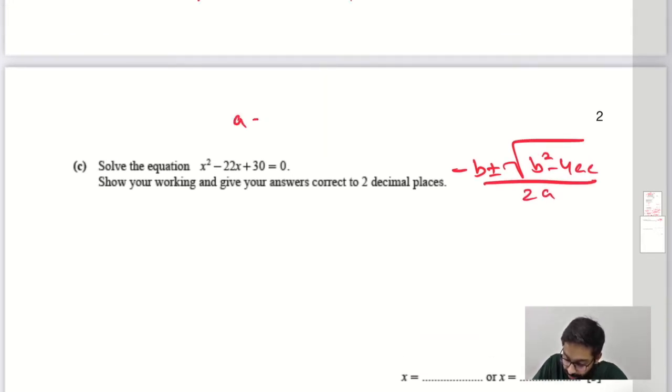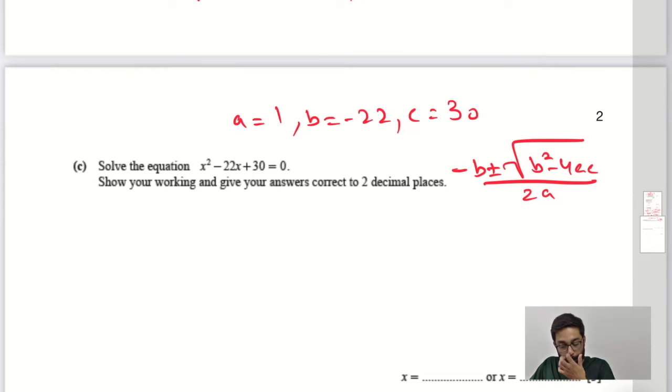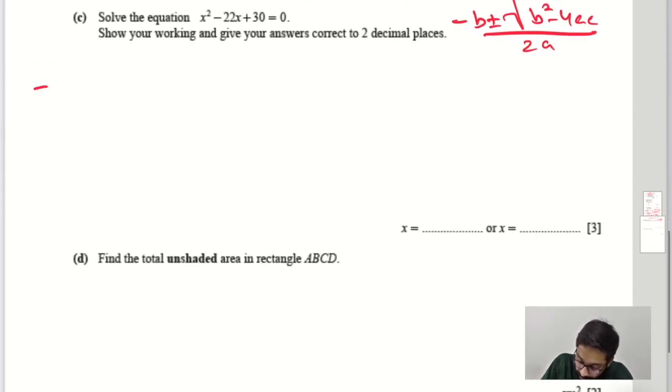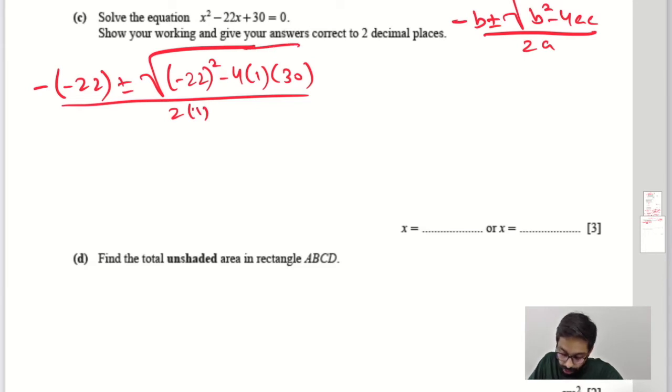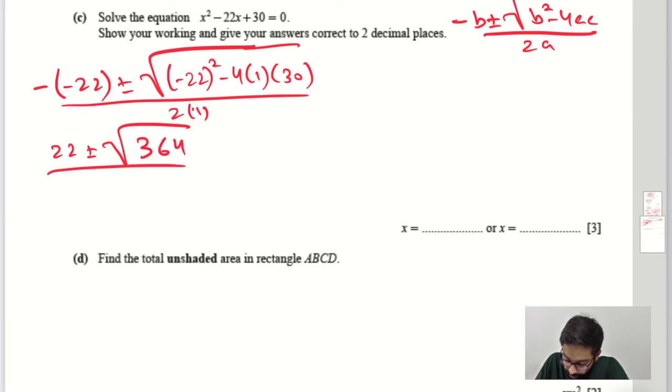So let's write the value of a here. A is 1, b is negative 22, and c is positive 30. So let's plug these values into this formula. Negative b plus minus under root negative 22 squared minus 4 times 1 times 30 over 2 times 1. Okay, so this becomes positive, so you get 22 plus minus, let's solve the values inside it. So 22 squared minus 4 times 30 gives us 364. 364 is right there over 2.